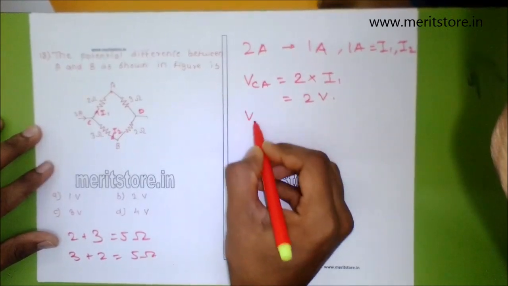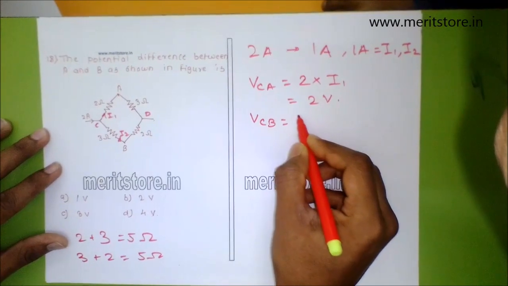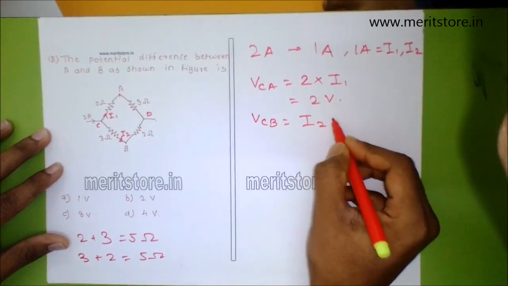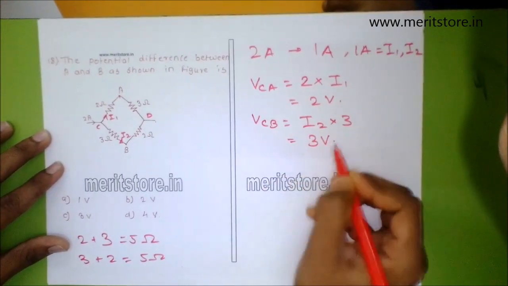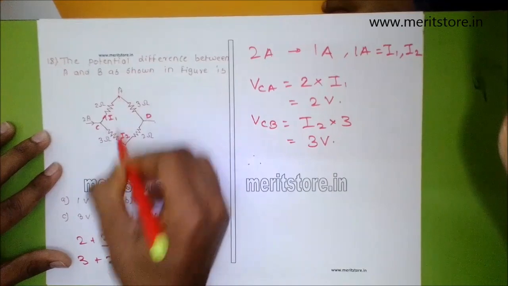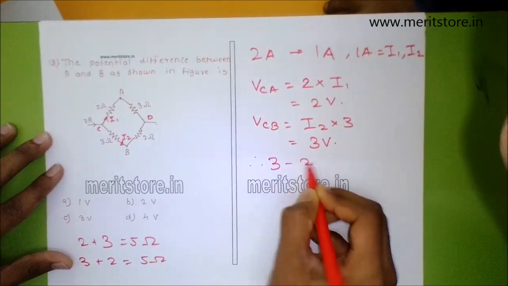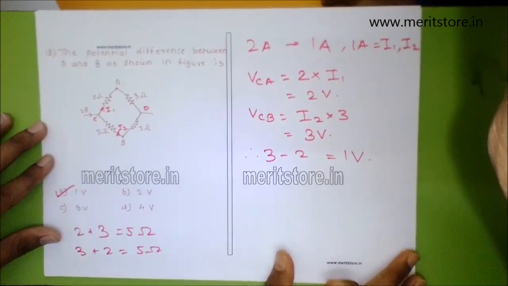Similarly, for the point B, we need to find out potential between C and B. V is equal to IR, so I2, which is nothing but 1 ampere, and 3 ohms, which is equal to 3 volts. Therefore, potential difference between points A and B is 3 volts minus 2 volts, which is equal to 1 volt. Hence, option A is the correct answer.